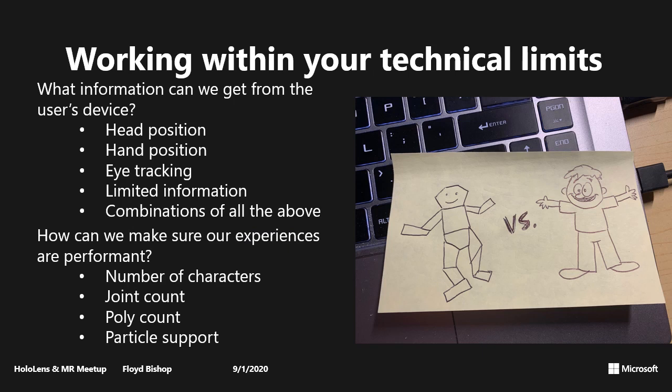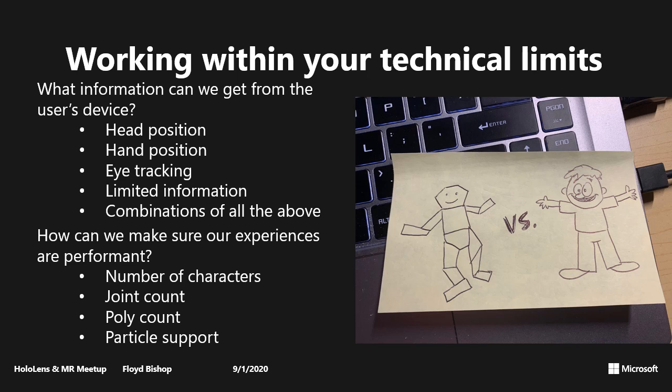Now, you always want to work within your technical limits. So usually coming into the experience, you have some or all of these inputs from the user. So you may know the head position. You may know the hand position, including fingers in some cases. You may know if there's eye tracking, like on HoloLens 2, we can track the pupils, so you know where they're looking. Even though their head is pointed somewhere, you can see what their eyes are doing.